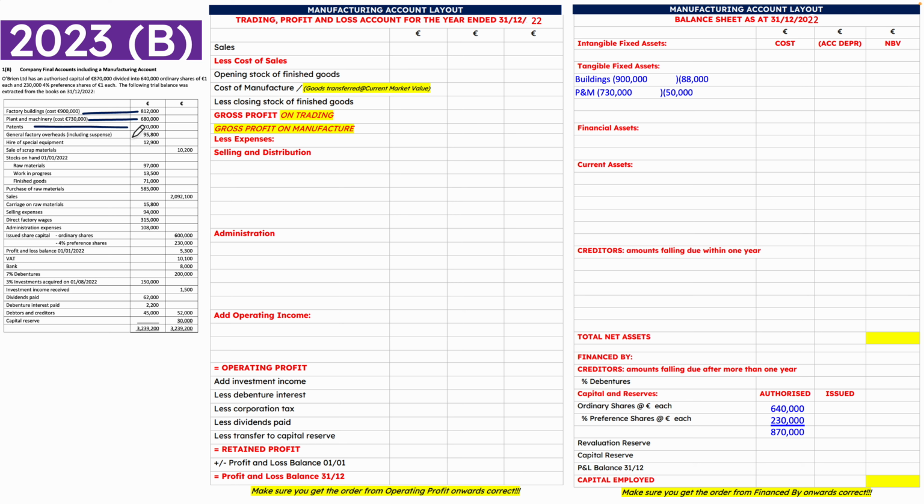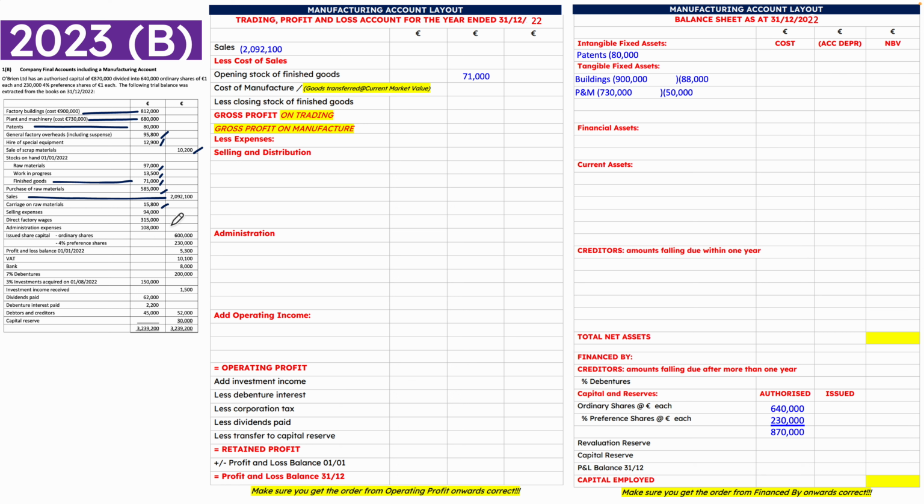Then we have patents, 80,000. Then we have general factory overheads. We already put that into the manufacturing account. We did the same with the hire of special equipment, same with the sale of scrap. Same with raw materials, work in progress. Next, we have opening stock of finished goods, 71,000, which can go straight in. Purchase of raw materials went into the manufacturing account. Sales will go into my trading profit and loss, 209,100.